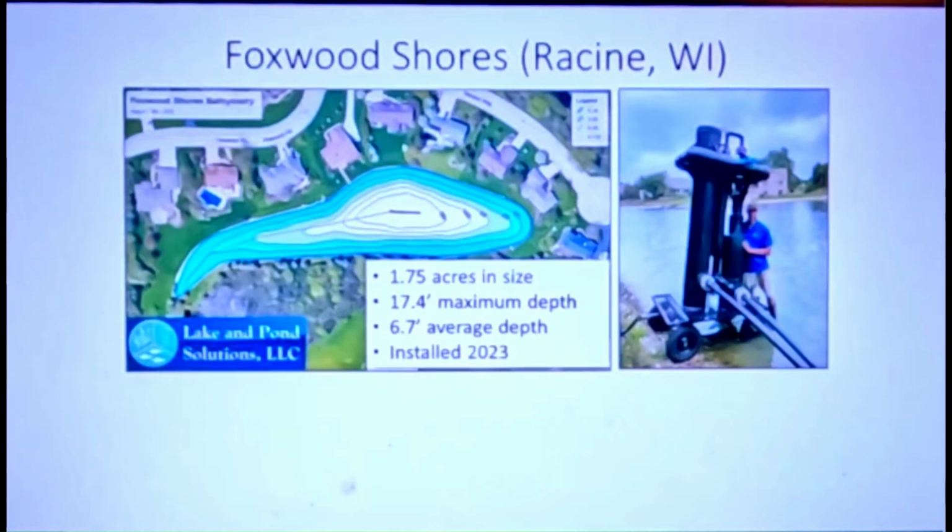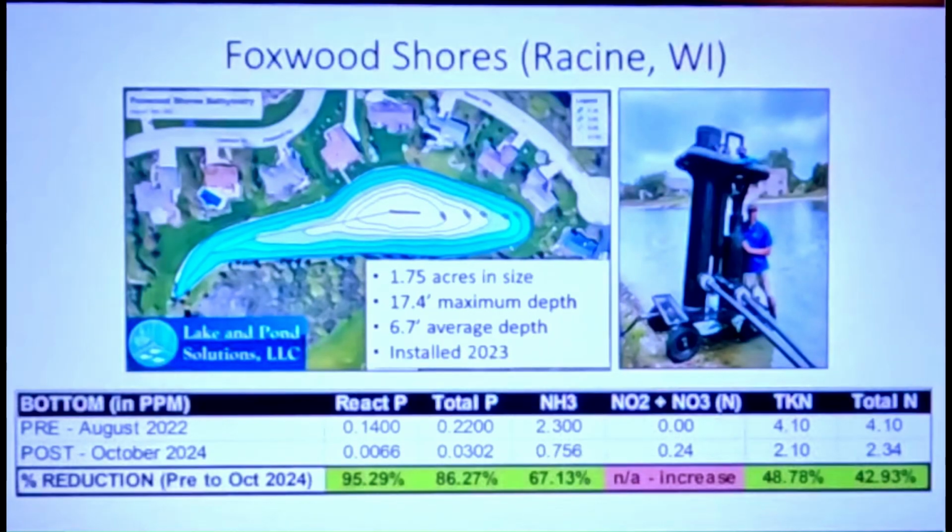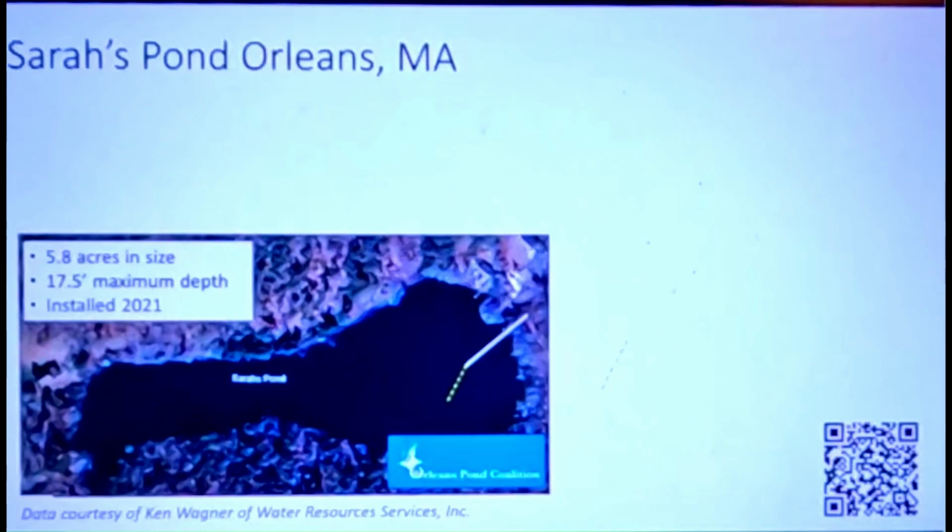Yes, I do understand it's very small, but when it comes to oxygenation and water quality response, it is equivalent. This work was performed and studied by Lake and Pond Solutions here in Wisconsin. And the bottom line is 86% reduction in total phosphorus in the bottom waters, a 67% reduction in ammonia. Remember we talked about ammonia is key for growing cyanos. Oxygen is key for getting rid of ammonia. So oxygenation targets both of those characteristics.